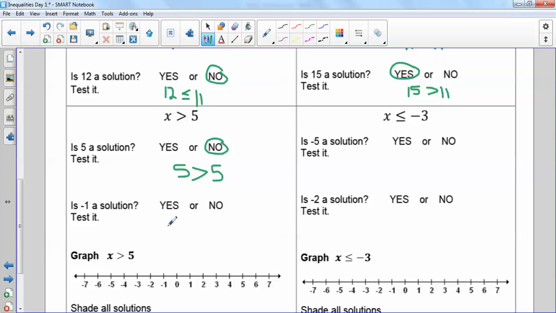Is -1 a solution? -1 is greater than 5. Well, that's also a no, right? Negative numbers are not bigger than positive numbers. So this is going to be a no again.